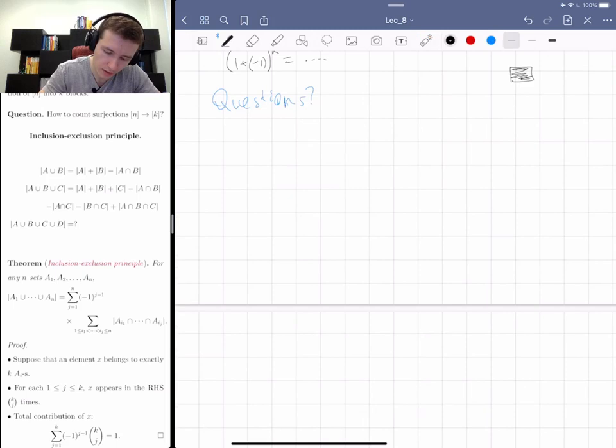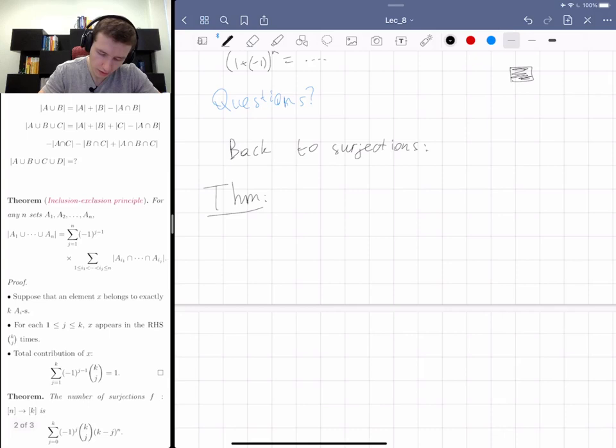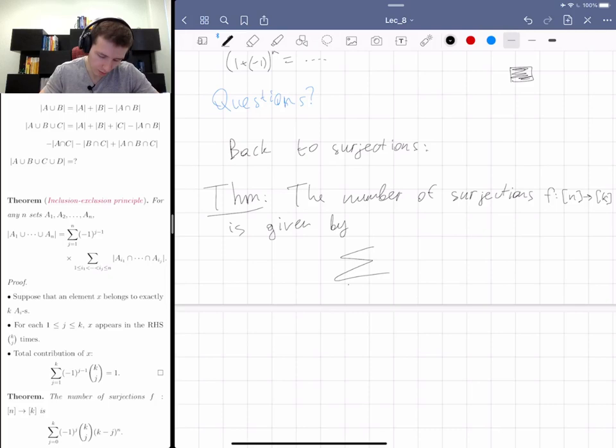So back to surjections, and if you haven't seen this before, then I think it's not exactly clear. But let me first state the theorem. Now I'm going to use the inclusion-exclusion principle to prove the following result. The number of surjections from bracket N to bracket K is given by the following summation. Unlike binomial coefficients, it's not just a product formula, but it's a summation for J from 0 to K of negative 1 to the J, K choose J times K minus J to the N.